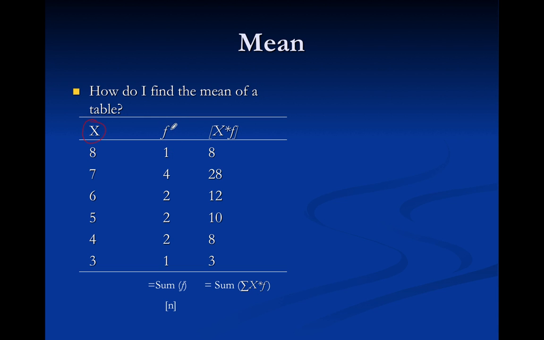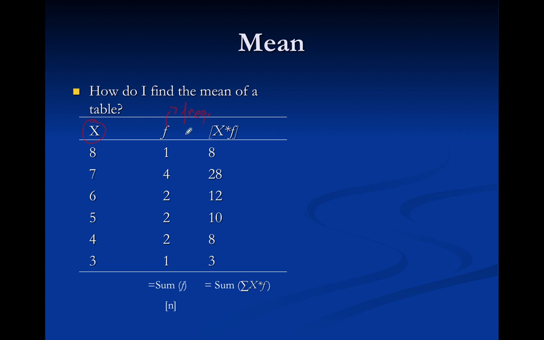Now here, this column here represents the frequency. Okay, this is the frequency. So in other words, how many times did this value occur in my data set? Okay, so this column here, how many times did the value of 8 occur in my data set? So here, the value of 8 occurred 1 time, 7 occurred 4 times, 6 occurred 2 times, 5 occurred 2 times, 4 occurred 2 times, and 3 occurred 1 time.